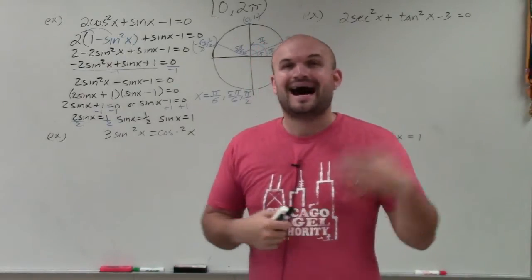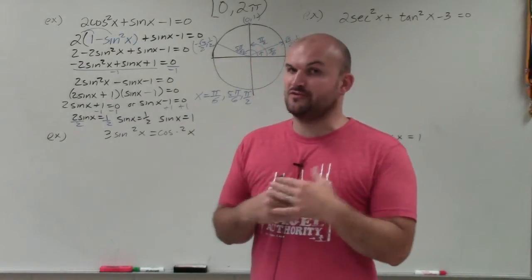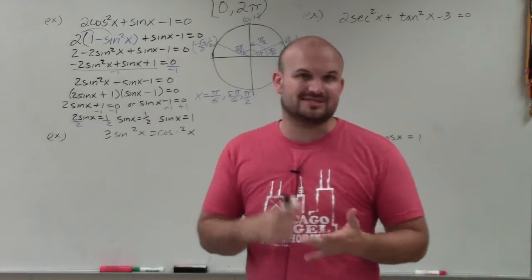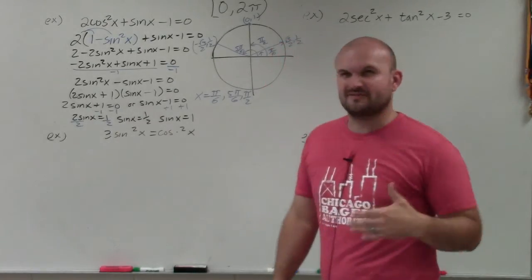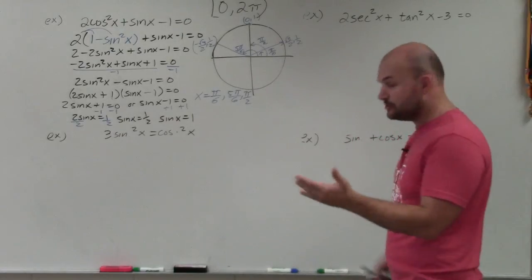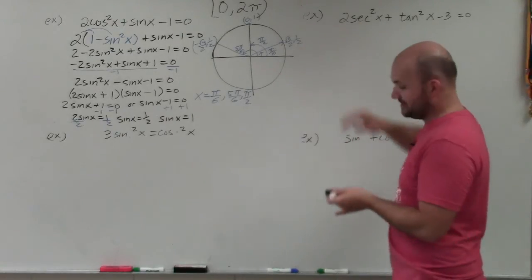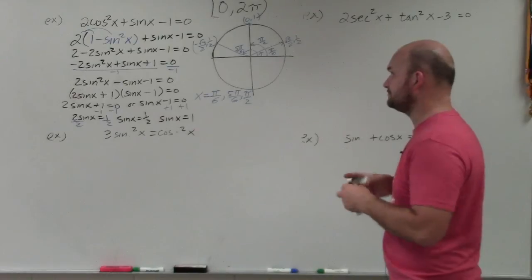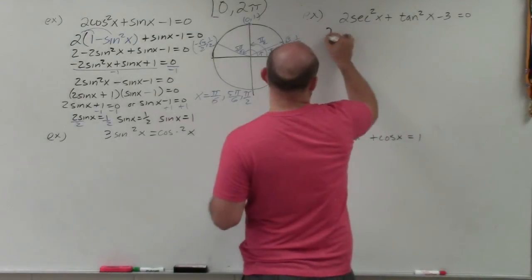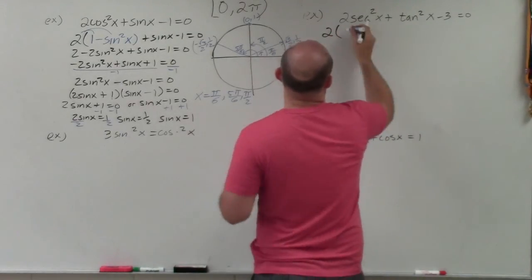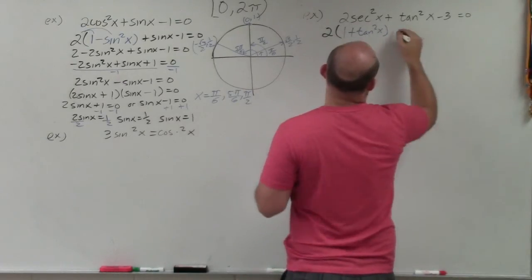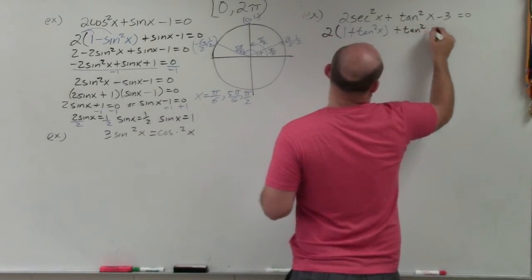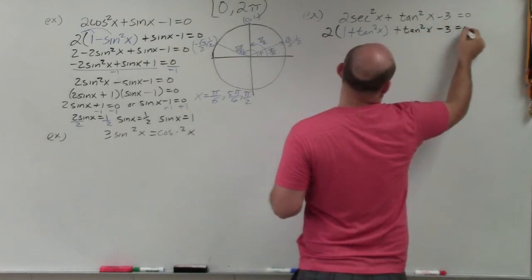Doesn't really matter. I always like to use the trigonometric functions I'm most familiar with, which is sine, cosine, and tangent. It's much easier to do that than solving for the reciprocal function. However, you can do both. Well, if I was going to rewrite secant as tangent, that's simply going to be 2 times 1 plus tangent squared of x plus tangent squared of x minus 3 equals 0.